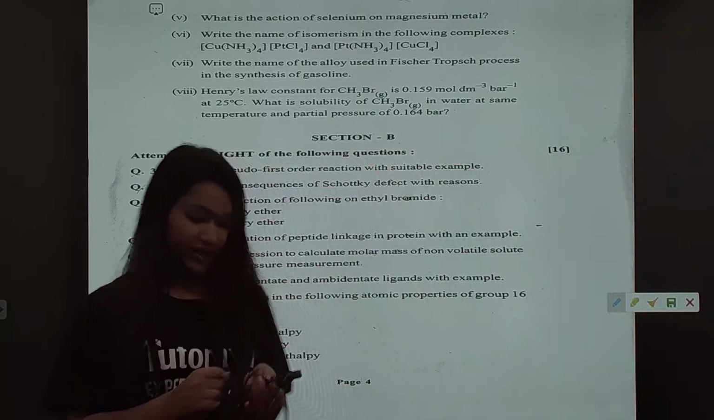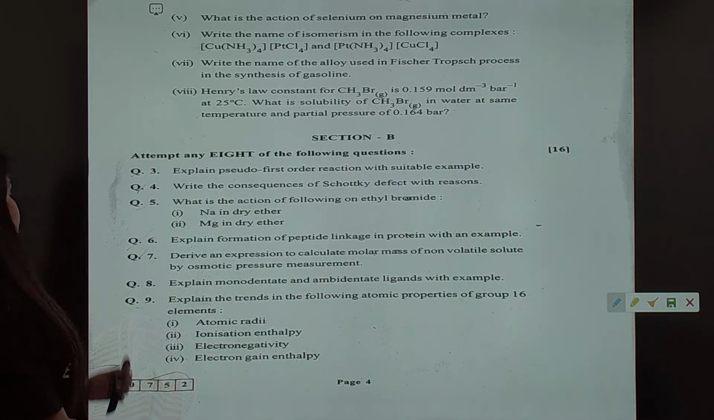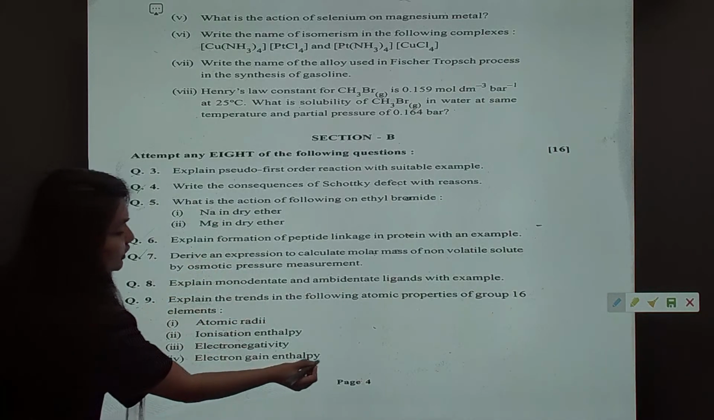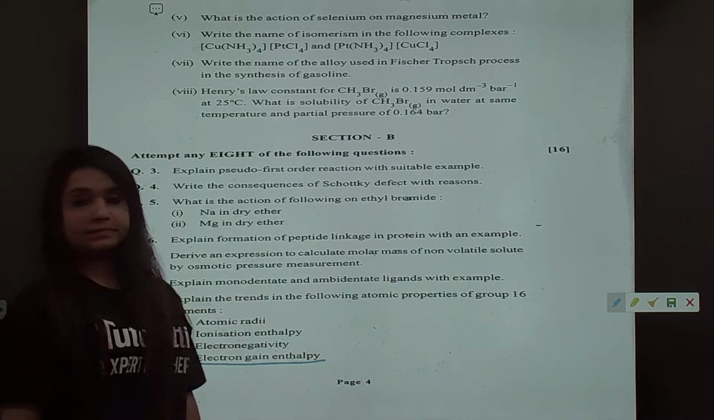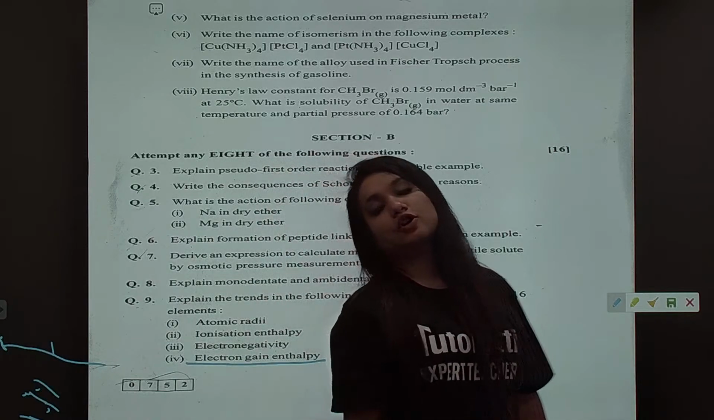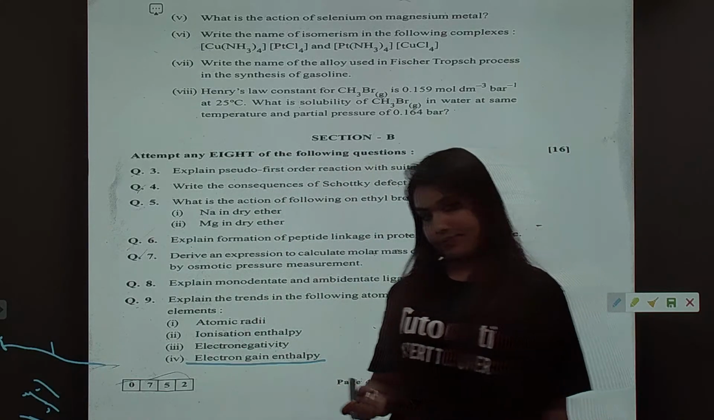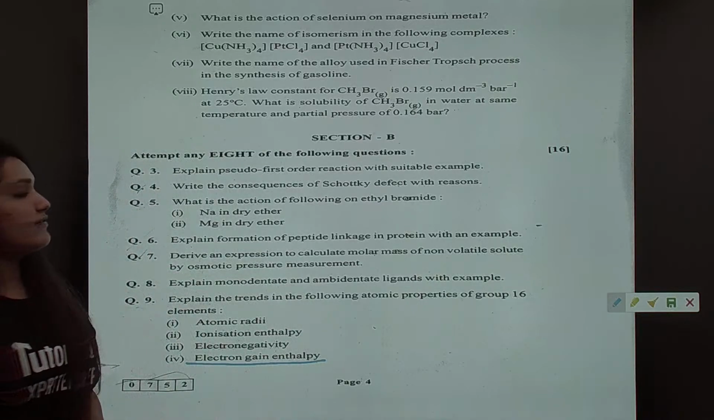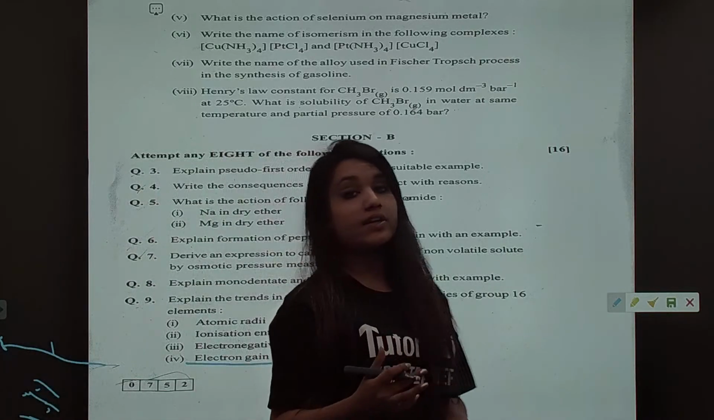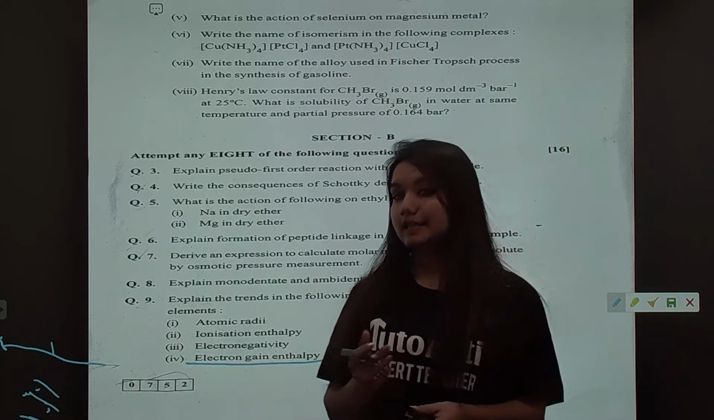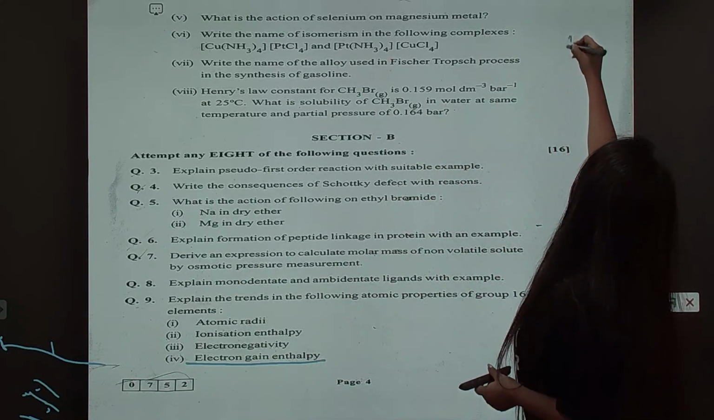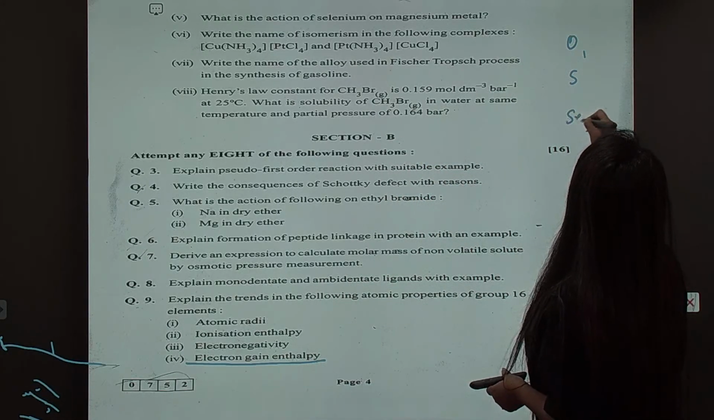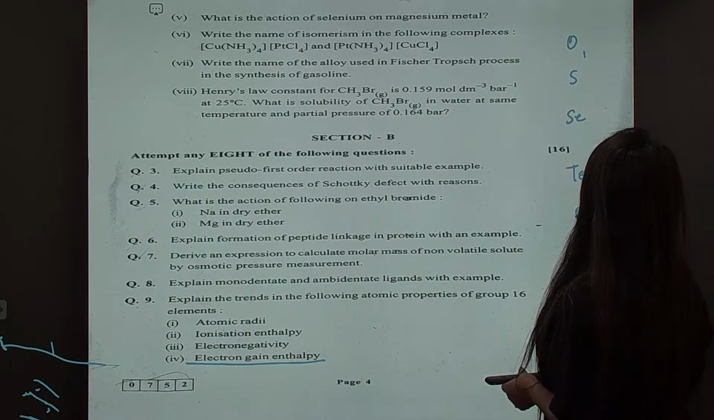Alright, so you had enough time to think. Let's start again. We were talking about electron gain enthalpy. Now, what is electron gain enthalpy? The tendency of an atom to gain an electron, right? Simple. But if I ask you about the electron gain enthalpy of group 16 elements, the elements of group 16, oxygen, sulfur, selenium, tellurium and polonium.